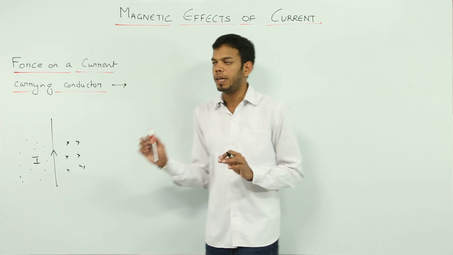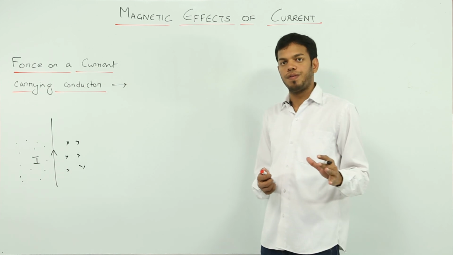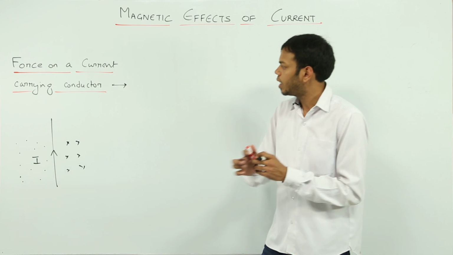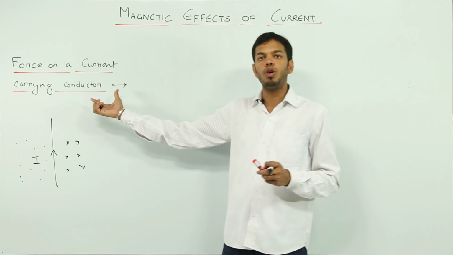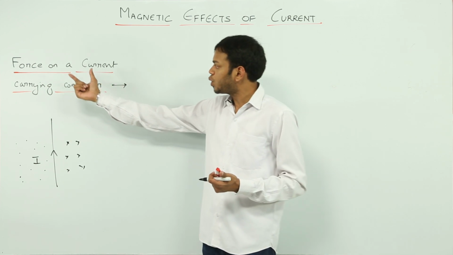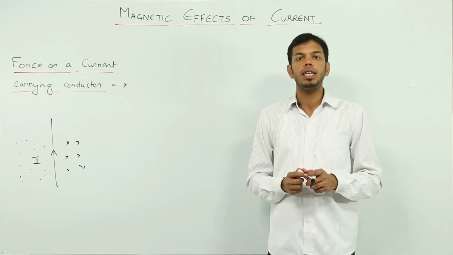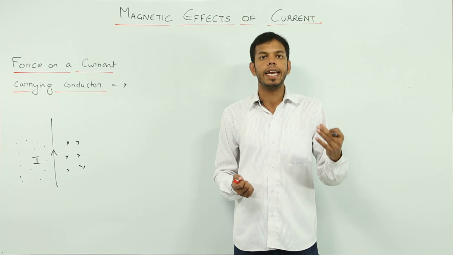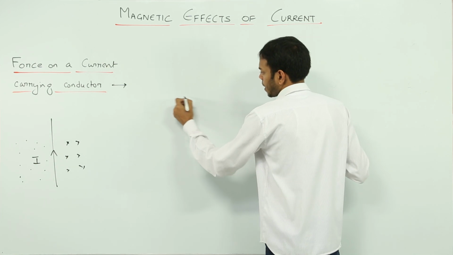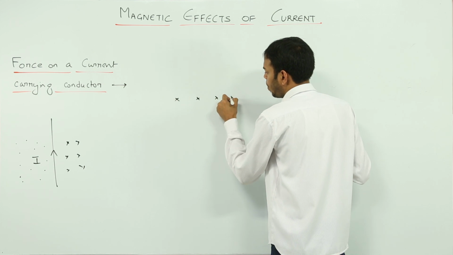This is simple. Now there is another phenomena that always happens when a current carrying conductor, instead of conductor I will be more frequently using the word wire, because you guys are more familiar with the term wire. So when a current carrying conductor is placed in a magnetic field, it experiences a force. So how? Suppose this is a uniform magnetic field.